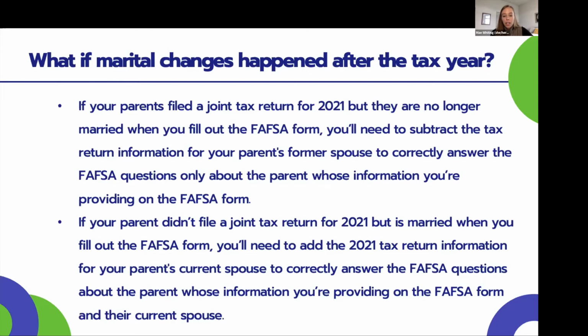And then if your parents didn't file a joint tax return for 2021, but now they are married when you fill out the FAFSA form, you'll need to add the 2021 tax return information for the parent's current spouse in order to correctly answer the questions on the FAFSA. That way you're accounting for your parent and their current spouse, which wouldn't have been reflected on the 2021 taxes. If you're in this situation, I recommend reaching out to our help desk or the Federal Student Aid Hotline just to make sure you're able to account for all of that correctly in the financial section.